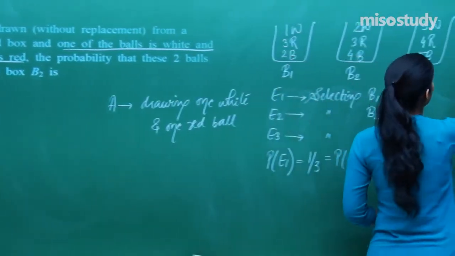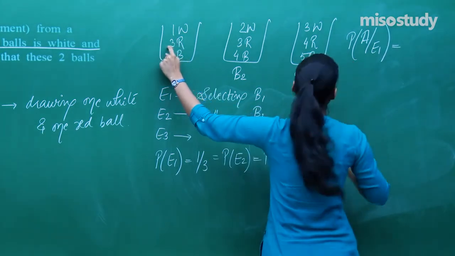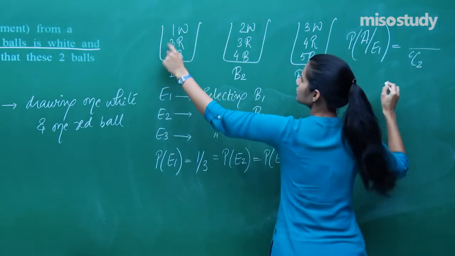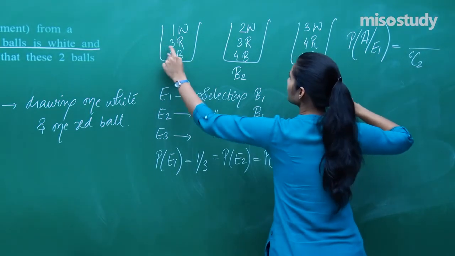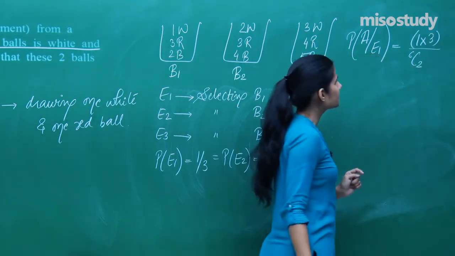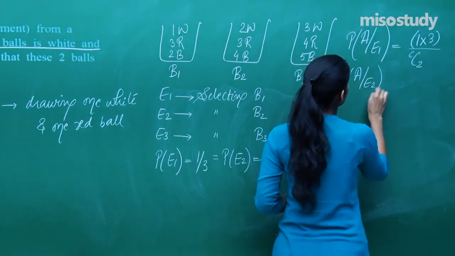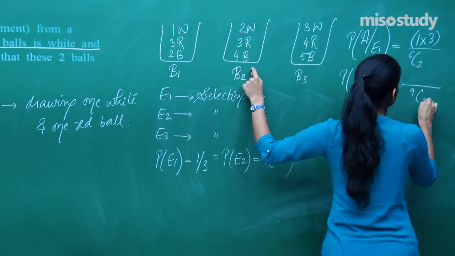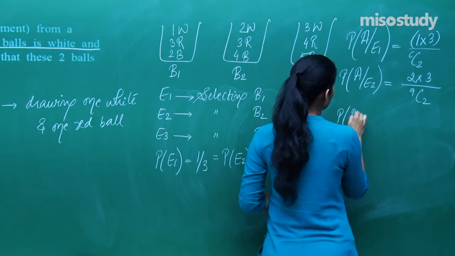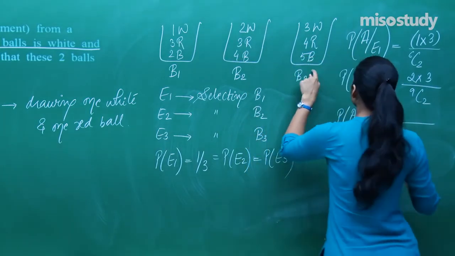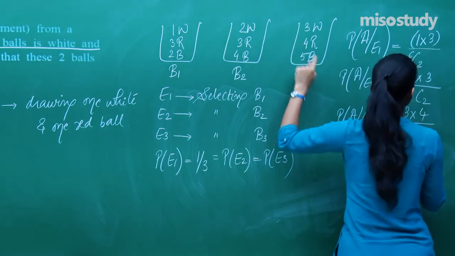So let's understand the probability that one white and one red ball was drawn from the first box. See, out of the 6 available balls in box 1, 2 balls need to be selected. So that can be done in 6C2 ways. I want one white and one red. So 1 into 3 upon 6C2 is the probability that one white and one red ball was drawn from box 1. Then similarly, from box 2, total there are 9 balls. So out of 9, 2 balls we can select in these many ways. Then one white and one red, so 2 into 3. Similarly, probability of A by E3 will be what? How many total balls are there? 12. Out of 12, 2 balls can be selected in 12C2 ways. After this, I want one white and one red. So this is 3 into 4.